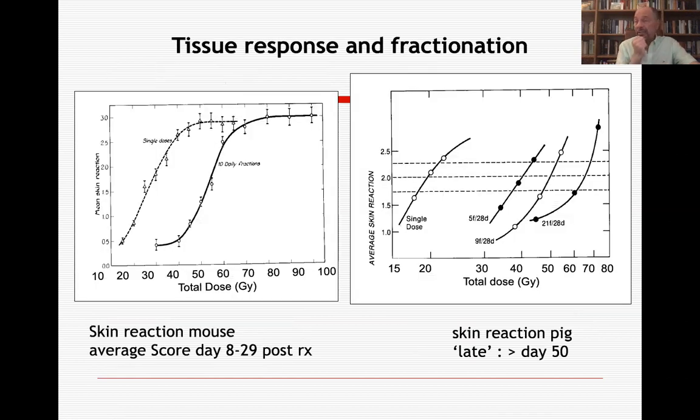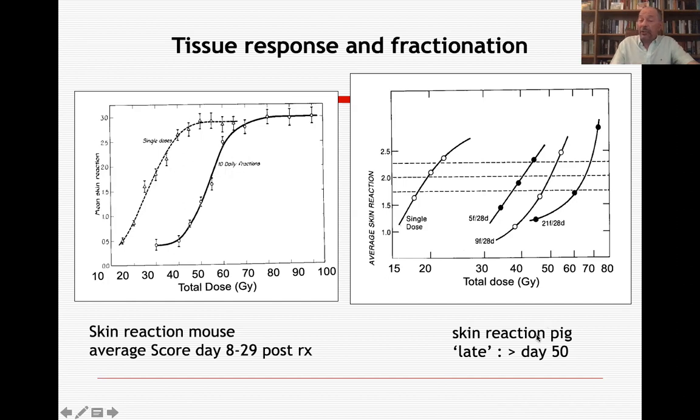Now, as we have seen, fractionation has a strong effect on late effects, on normal tissue toxicity. These are all data from mouse and pig experiments. This is the skin reaction as a function of the dose for single dose irradiation in mouse. And this is the skin reaction as a function of the dose when you have the same dose in 10 daily fractions. You see that the NTCP curve, this is actually an NTCP curve, moves to the right, which is exactly what we want.